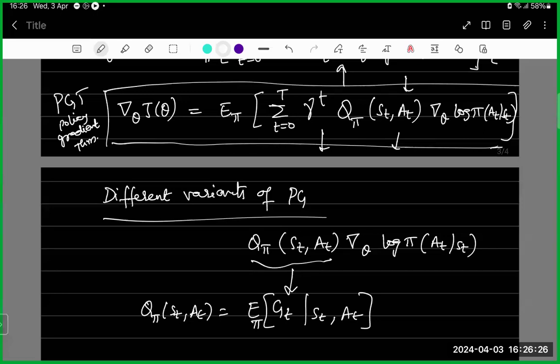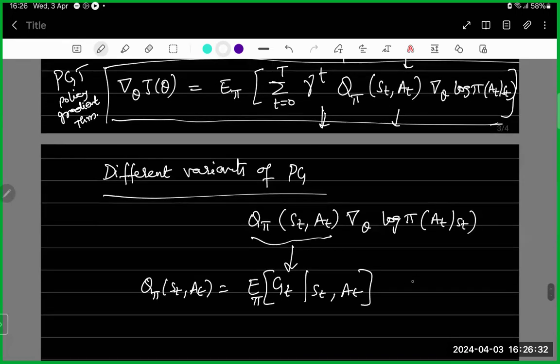Because if this is a theorem, then you are just taking some. If you just substitute G_t here, that is like the stochastic gradient version, right? You can substitute anything whose expectation is equal to your gradient value. So if you start from this, if you take G_t, that will give you the basic policy gradient algorithm. Is it clear?